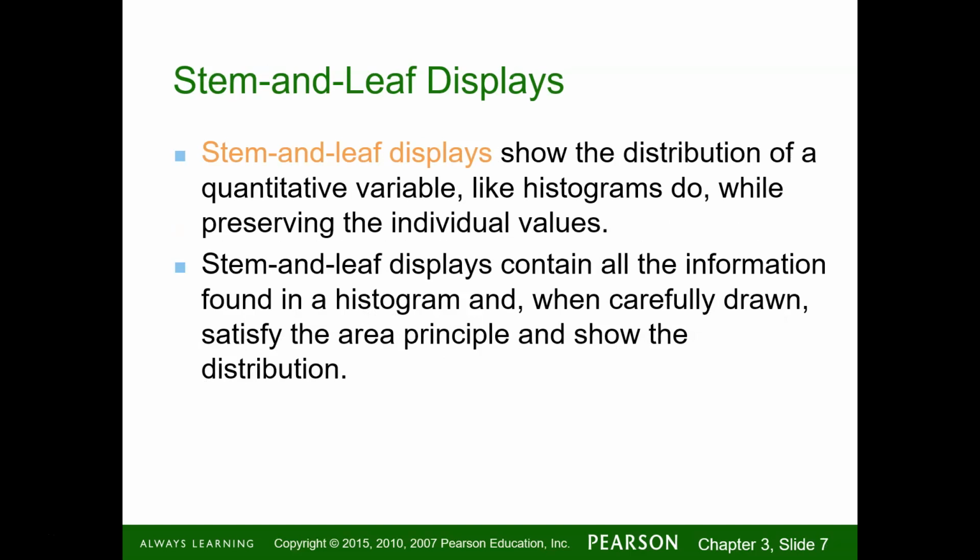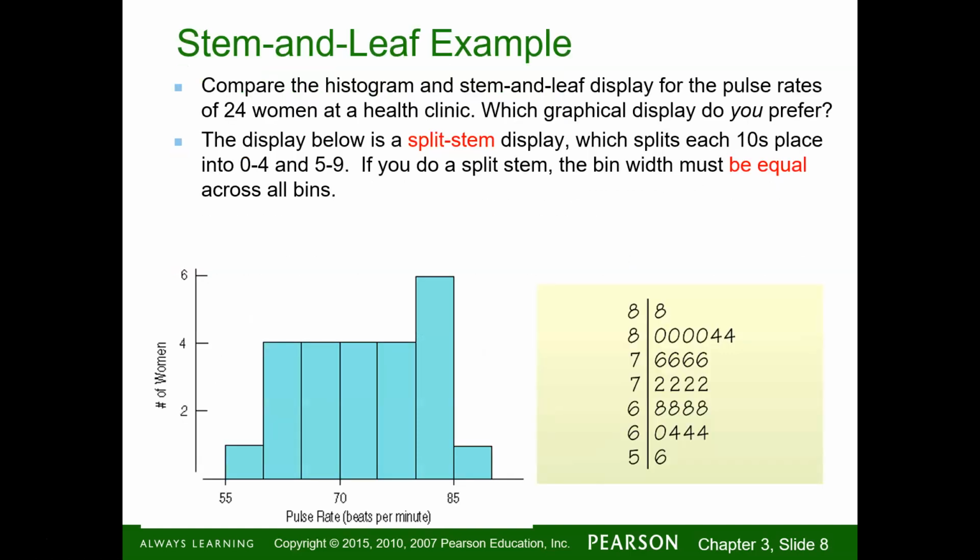The next way to show quantitative data is stem and leaf displays. It shows the distribution of the quantitative variable just like histograms while preserving the individual values. A stem and leaf contains all the information, and it satisfies the area principle as well. Let me show you what a stem and leaf looks like. It looks like this right here.